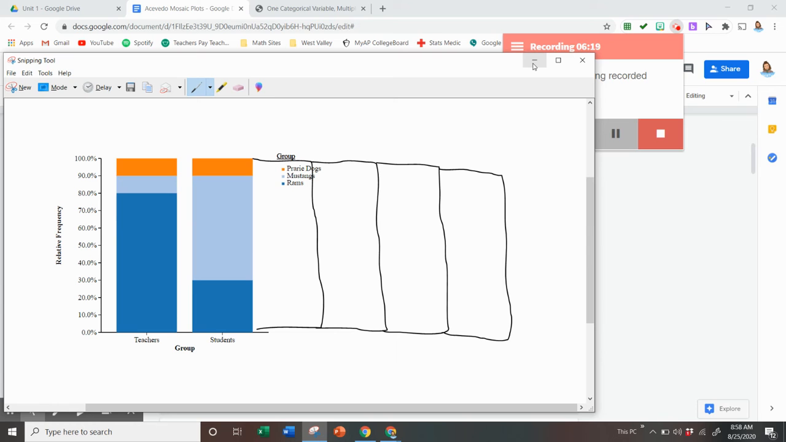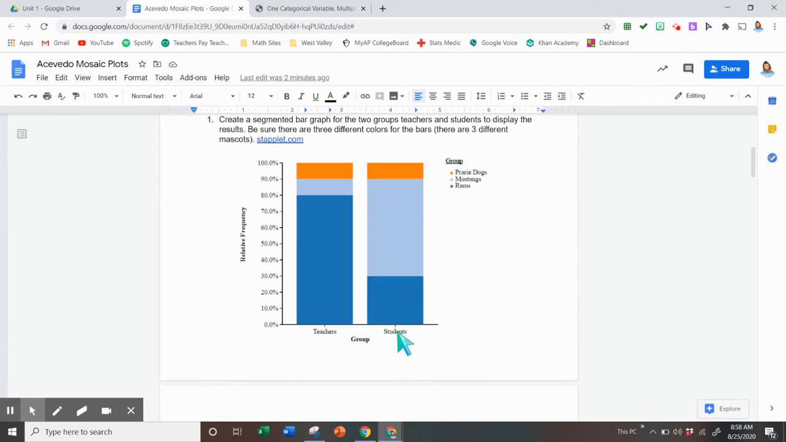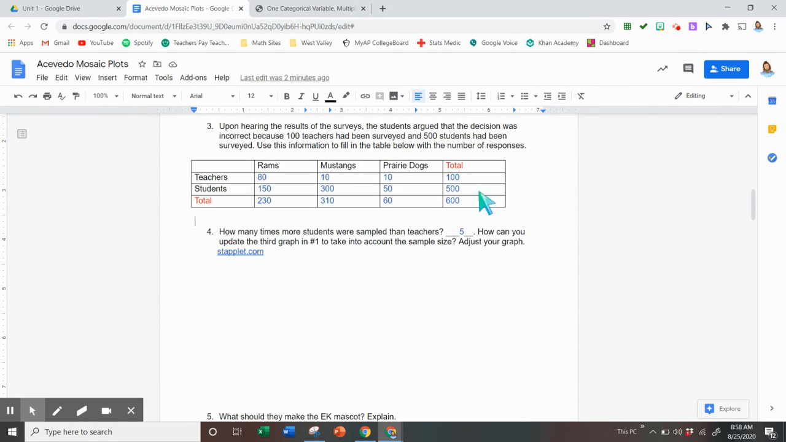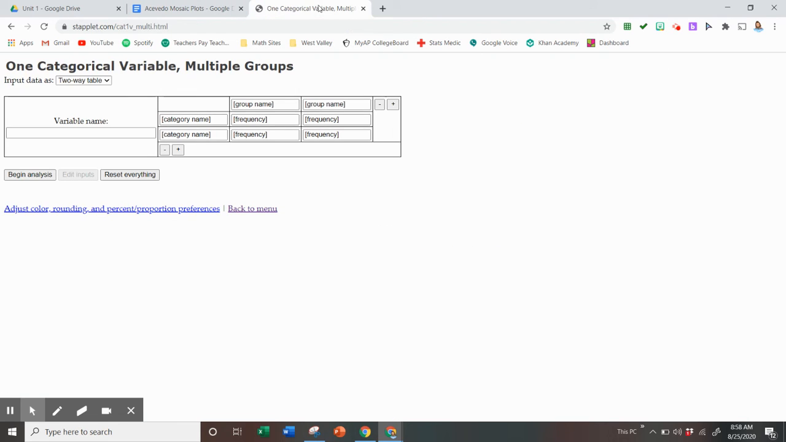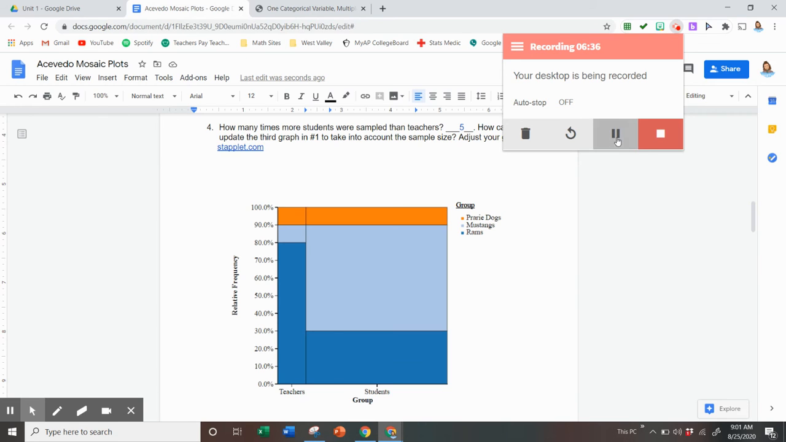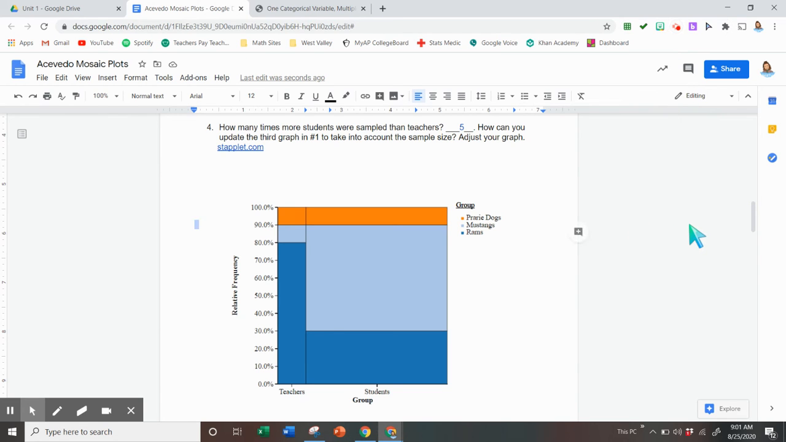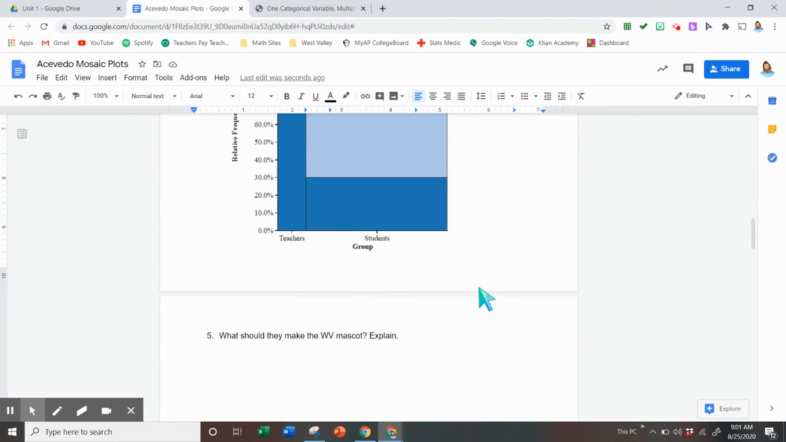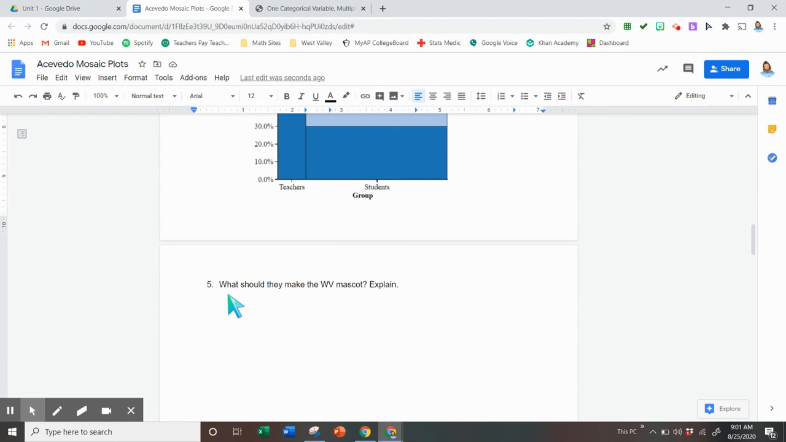So if we go over to Statlet, we can make a much nicer mosaic plot. Go ahead and go to statlet.com. Go to our one categorical variable and multiple groups and make your mosaic plot. Now that we have our mosaic plot from Statlet, go ahead and answer number 5. What should they make the West Valley mascot?